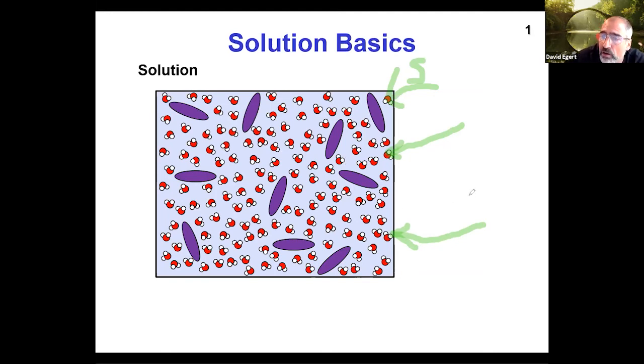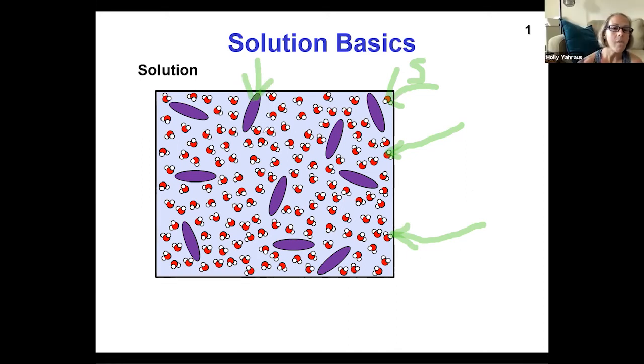And again, they're all pulling on each other due to what kind of bonds? Hydrogen. It's all hydrogen bonds there. And the fact that these purple oblong things are in solution here is telling us, is that purple thing probably polar or non-polar?